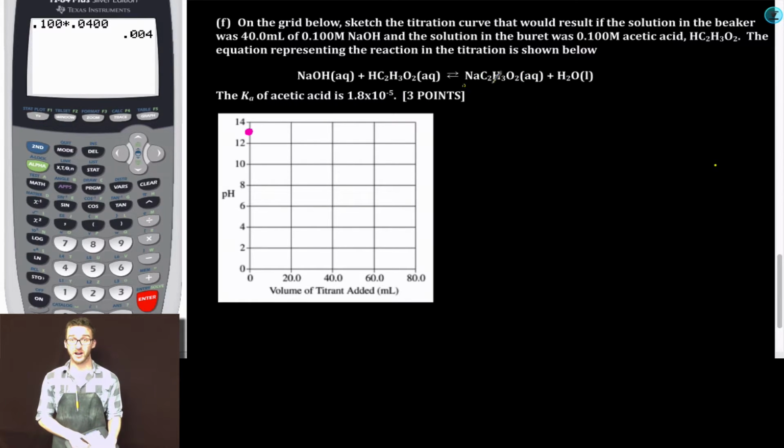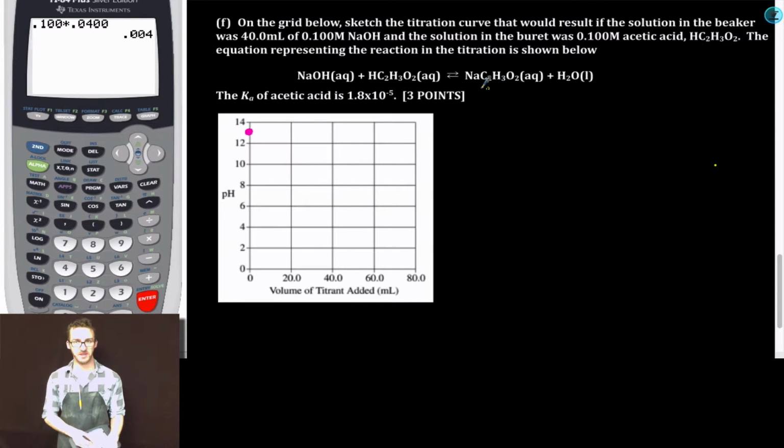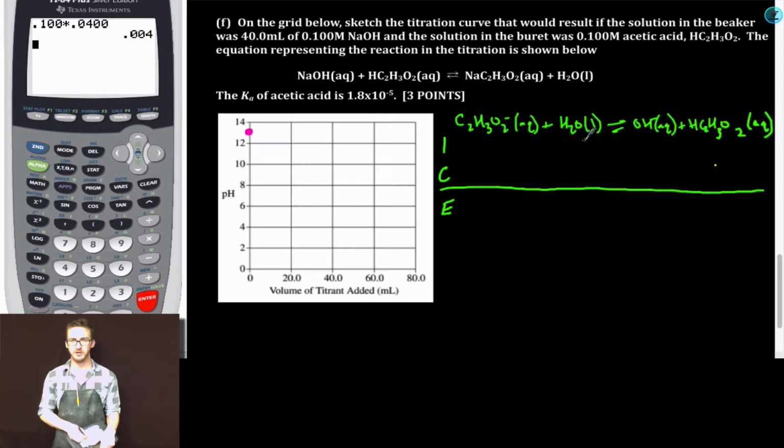Now, the ion of the salt that's going to contribute to the basic pH of our solution is going to be the acetate ion. And its reaction with water is as follows. I need to know what the hydroxide ion concentration is so I can determine the pOH, and from there determine the pH. But the acetate ion is a weak base, so to determine the concentration of hydroxide ion, I need to use an ICE table.